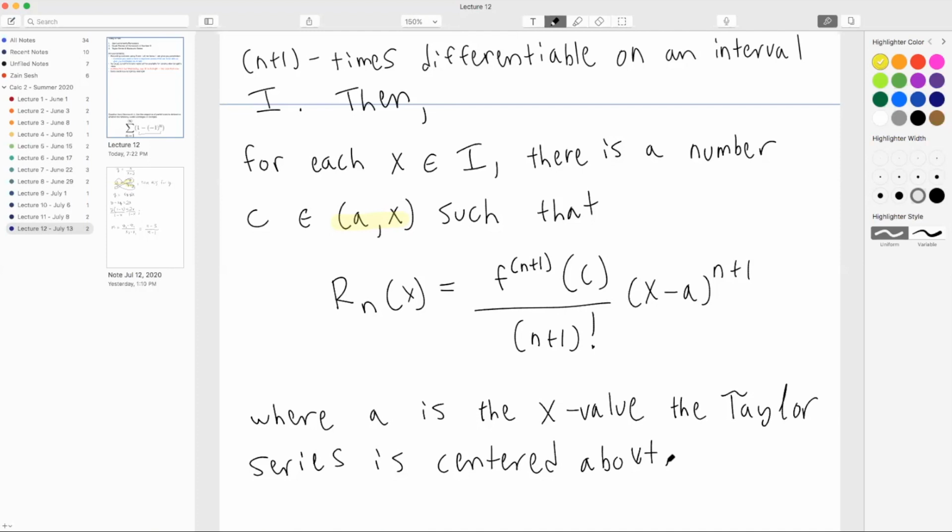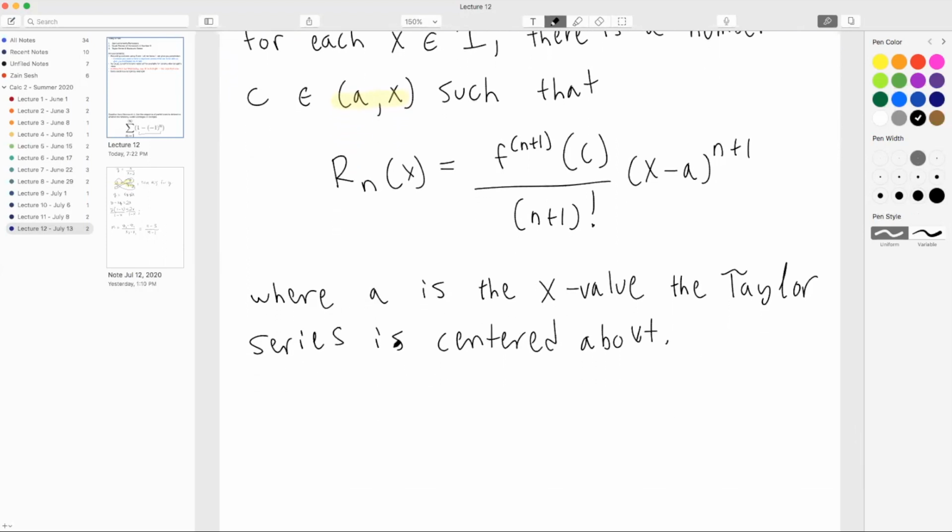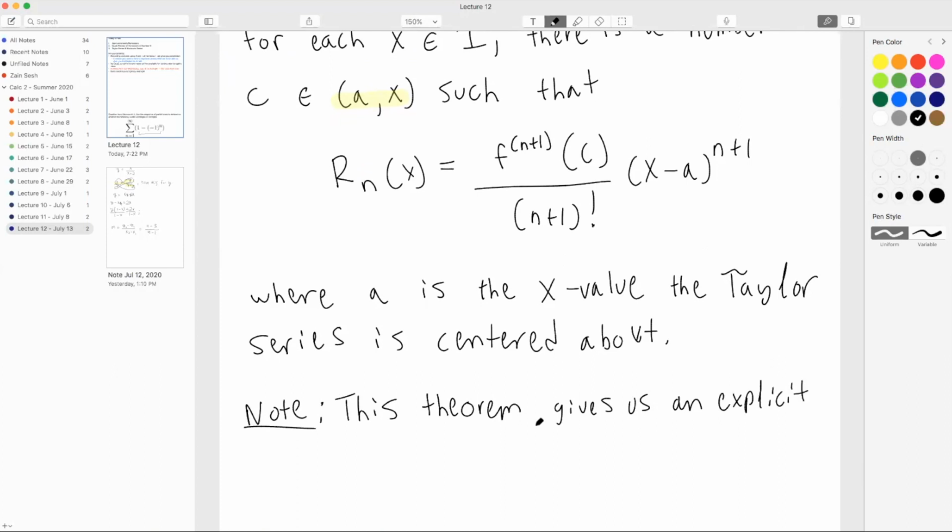Okay, so this is a very important theorem, and it gives us an explicit formula for the nth remainder. And that's very nice and convenient. So let me just write a quick note, restating what I just said. This theorem gives us an explicit formula for the nth remainder R sub n of x. And having this explicit formula will greatly help us in determining that a Taylor series actually converges to the function we're taking the Taylor series of. We're going to see the importance of this theorem.